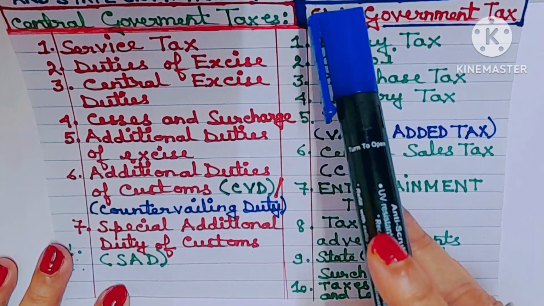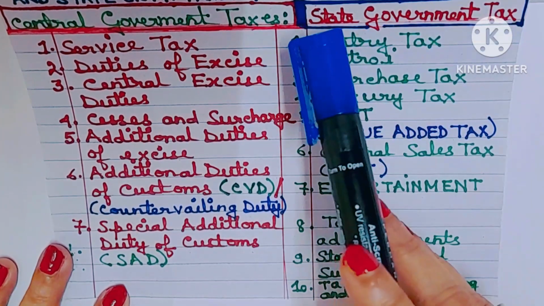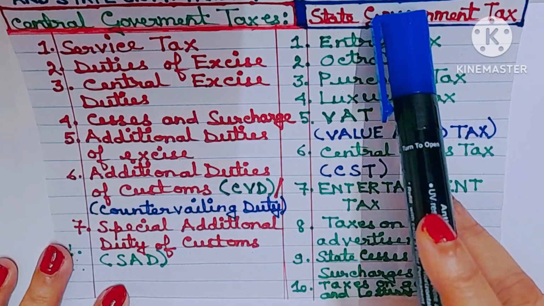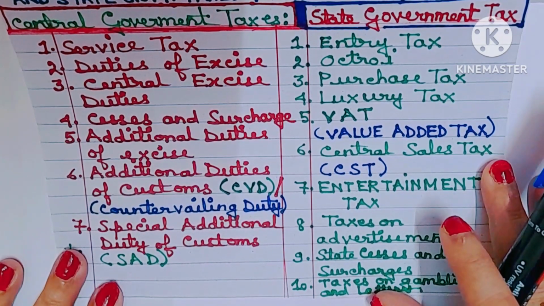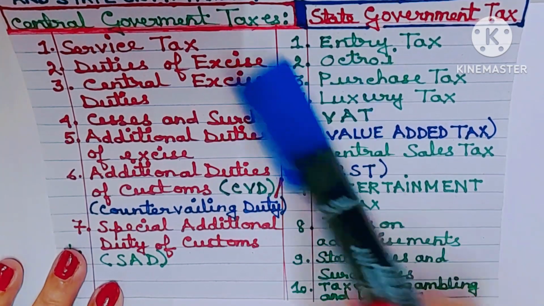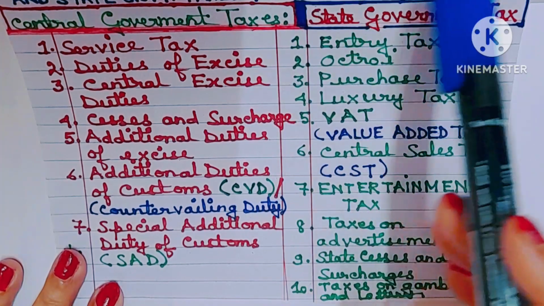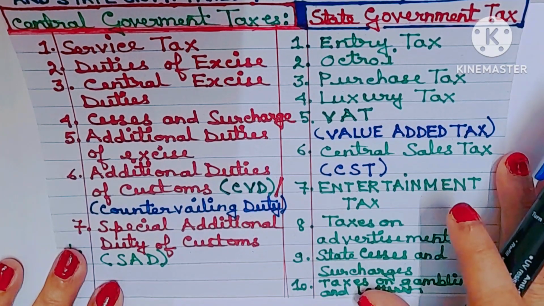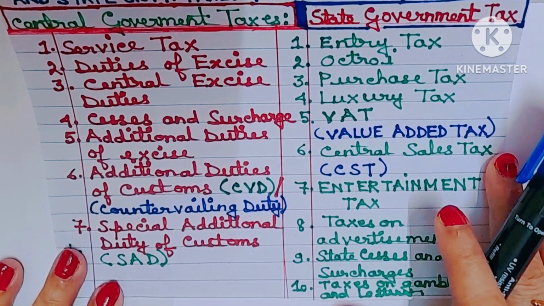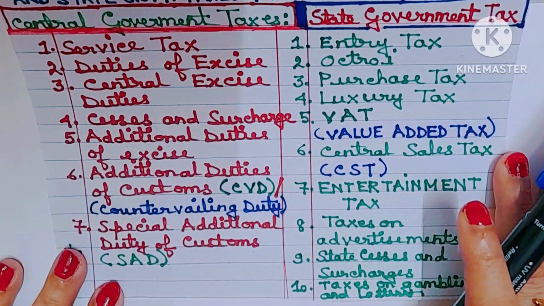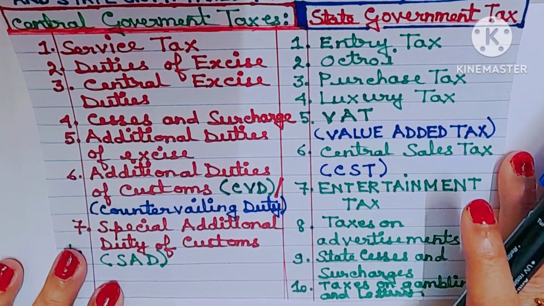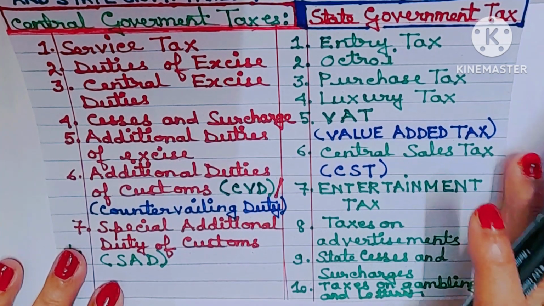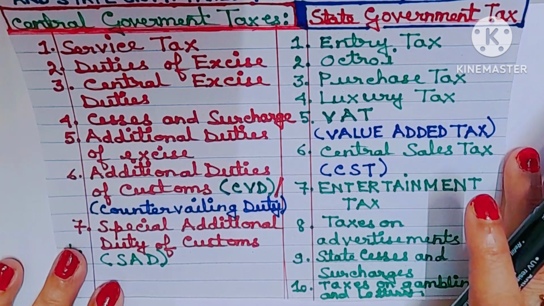These are the 17 central government taxes and state government taxes merged with GST. In other words, these 17 central government taxes and state government taxes have been replaced by a single tax called GST. Understood? I hope you understood and everything is clear now.